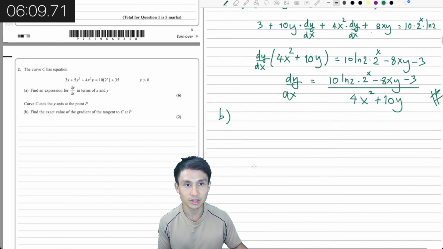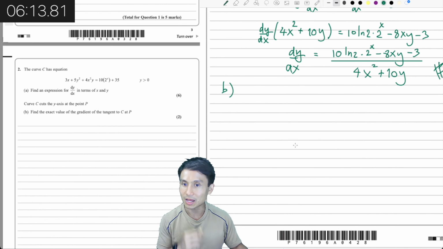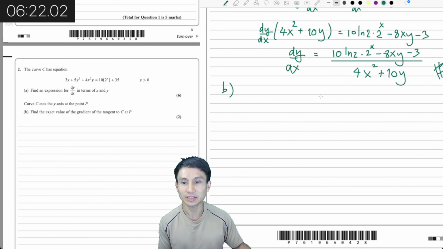And next one is b, yeah? Okay, b, find the exact value of the gradient of the tangent to C at P. So what is point P? The curve C cuts the y-axis at point P. So cutting the y-axis means that x equals 0. So when x equals 0, right, what do we have for the y?